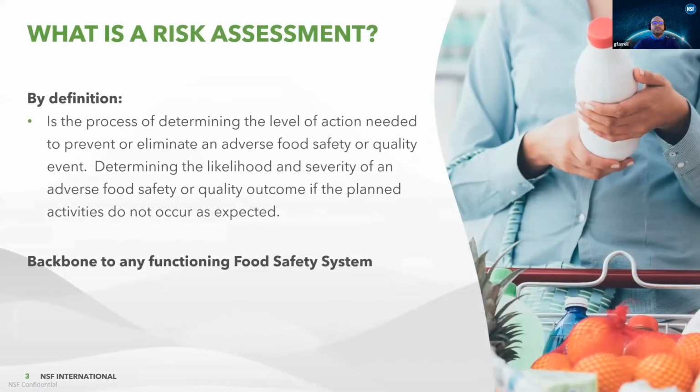So a risk assessment, by definition, is the process of determining the level of action needed to prevent or eliminate an adverse food safety or quality event, determining the likelihood and severity of an adverse food safety or quality outcome if the planned activities do not occur as expected. So it is essentially the backbone of any functioning food safety system. Risk assessment must be part of your functioning food safety system.